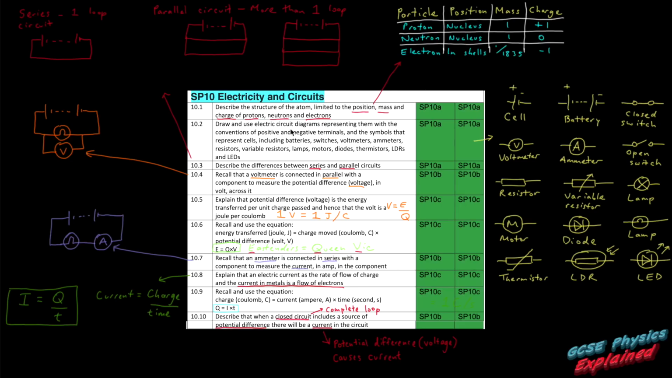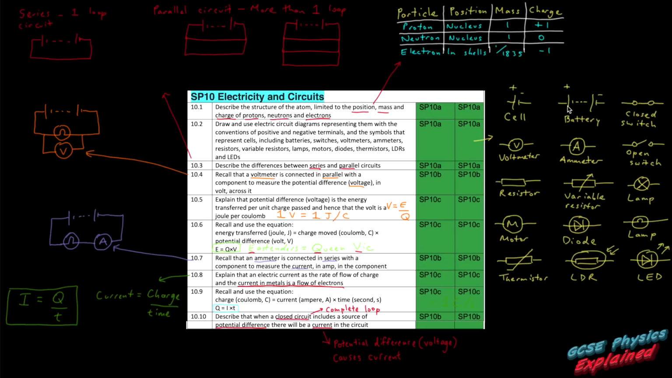10.2. Draw and use electric circuit diagrams representing them with the conventions of positive and negative terminals and the symbols that represent all of these things over here. So the cell, the positive side of the cell is the large side. What I tell my students is if you add something, it gets bigger. So the big side is the positive side and the smaller side is the negative side. And that goes for the battery as well.